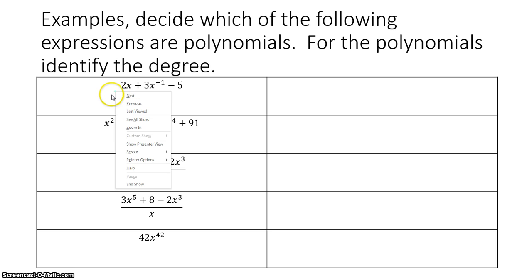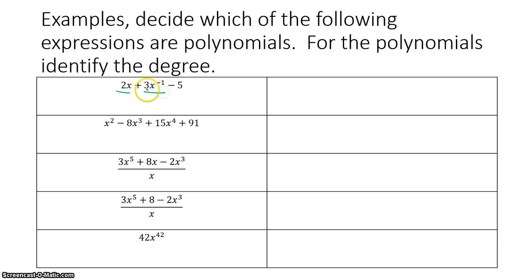But we want to know, is each of these terms a monomial? Well, this one is a monomial. 2 times x is a monomial. Is 3 times x to the minus 1 a monomial? No, that is not a monomial. So this is not a polynomial. Once you encounter something like that, where you have it listed as a sum of terms, and you encounter one term that is not a monomial, it's automatically not a polynomial.